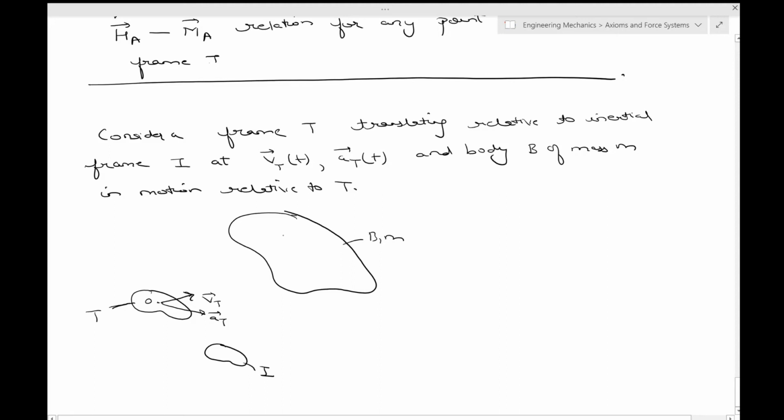Take a point over here, a small mass like this. Consider an arbitrary point over here. This is the center of mass C. Now this particular point may have a velocity of A with respect to T, and it may have an acceleration with respect to T. T is the translating frame. This has a velocity of A with respect to the inertial frame I. It has an acceleration of A with respect to the inertial frame I.